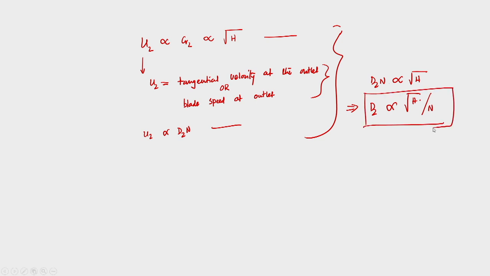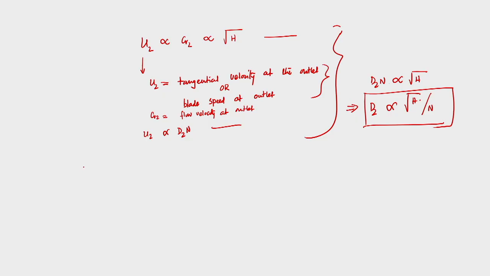Now, if I try to recall the expression of volume flow rate. Note that CR2 is the flow velocity at the outlet. We have seen that B2 is proportional to D, because if I would like to obtain higher Q, then if I need to increase D2, then B2 has to be increased. Similarly, U2 is proportional to CR2, that is from the velocity triangle. So, higher U2 will give a higher C2, and that will essentially give a higher CR2.